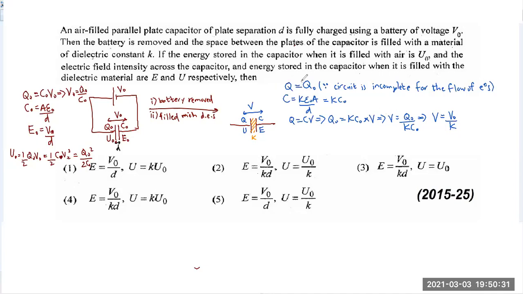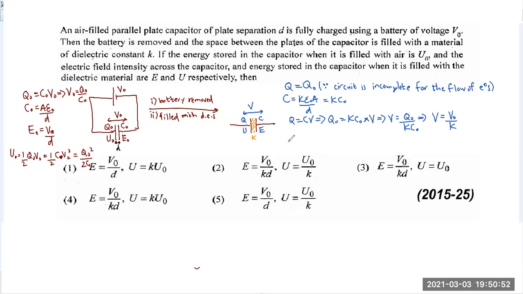Okay. First, I said charge can't change because there's no way charge can flow. Done. And then I wrote the new equation for the new capacitance. So there is an additional K. So new capacitance is K C naught. And then I went to the charge equation to find out the new voltage. And that turns out to be the previous voltage divided by K. V naught over K. Right.